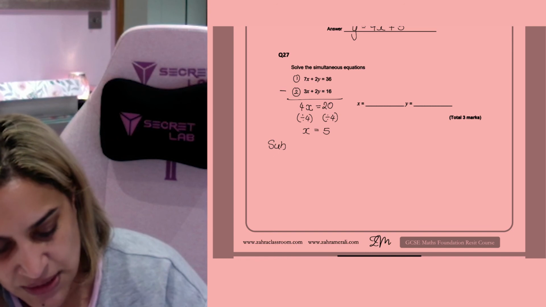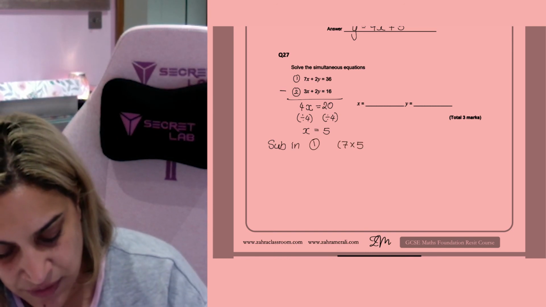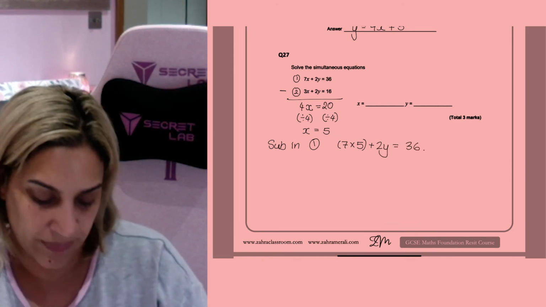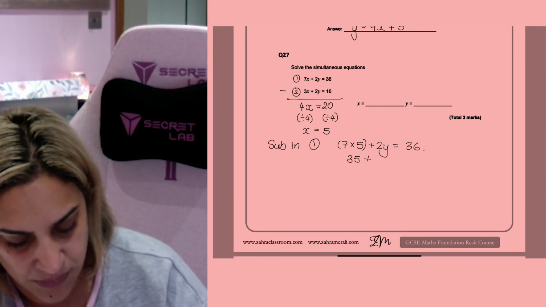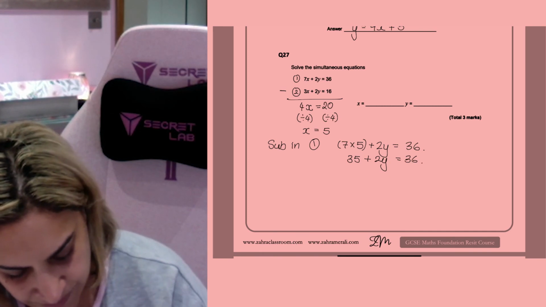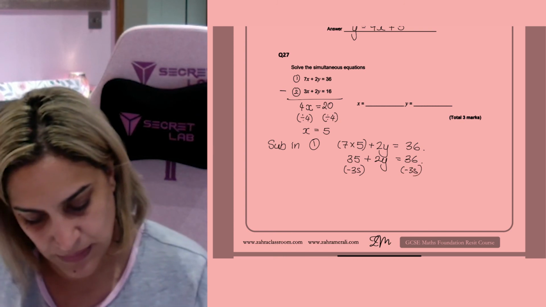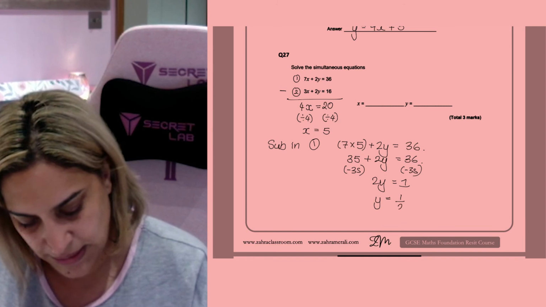And then what we can do is sub in 1. So we've got 7 times 5 plus 2y equals 36. So this is 35 plus 2y equals 36, minus 35 from both sides. You get 2y equals 1, and you'll get y is a half.